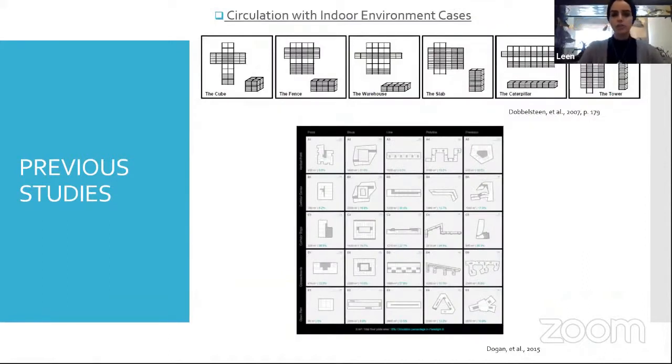The other type of cases here are the ones that try to show how circulation or other factors affected indoor environmental cases. So for example, in the first one, Doblestein and others managed to show how different shapes, different circulation schemes and different stacking typologies of buildings were able to affect the energy use or the environmental life cycle of the building. Also, we have a research by Roulette in 2001, where he talked about the effect of spatial arrangements on the comfortable living environment. Another interesting one by Dogan, in the diagram here, we can see that he managed to show that there is about 15% difference in energy use if we use different interior subdivisions inside the building.